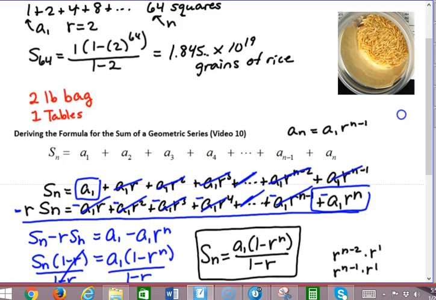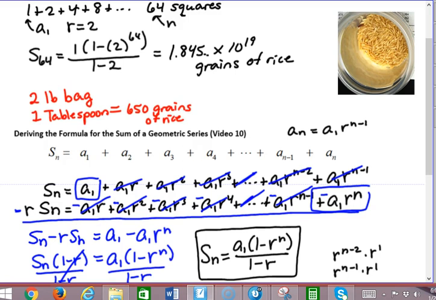1 tablespoon of rice, and I counted every grain in that tablespoon. 1 tablespoon had 650 grains of rice. I needed to know how many grains of rice then were in the whole bag.